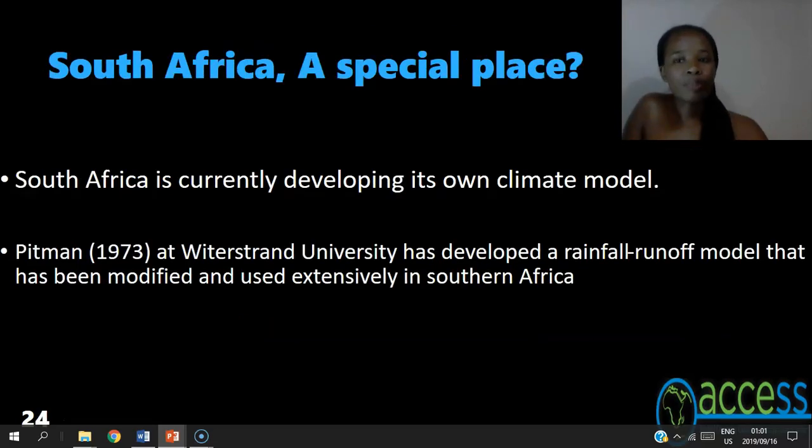Why is South Africa so special when it comes to modeling? South Africa is currently developing its own climate model, which is a wow. And also in 1973, Pitman from the University of the Witwatersrand developed a rainfall runoff model that has been modified and used extensively in South Africa.